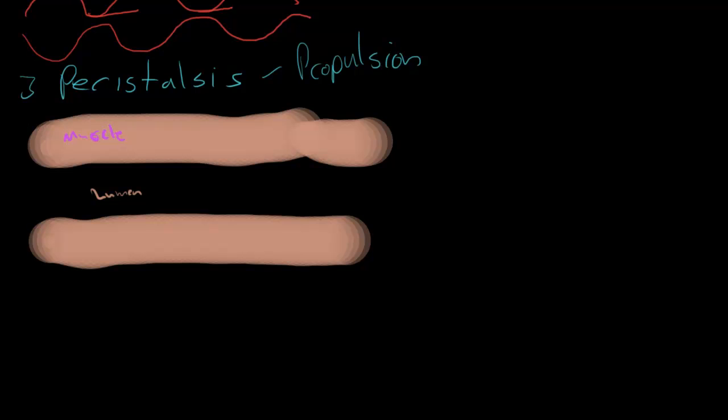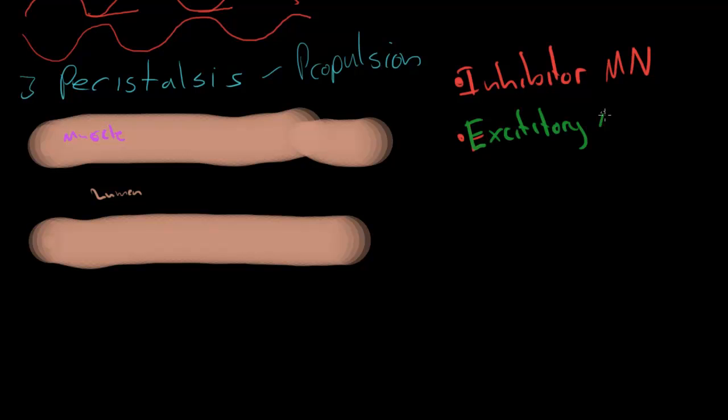Okay, now peristalsis works like this. Now, there are two types of muscle fibers. Two types of motor neurons. There are inhibitory motor neurons, and there are, I'll draw these in green, excitatory motor neurons. Yeah, that's two important concepts.